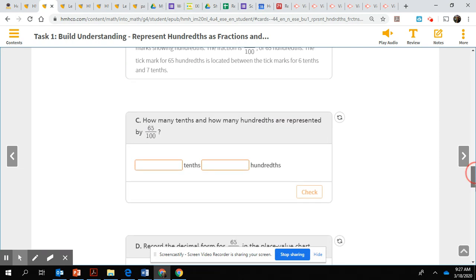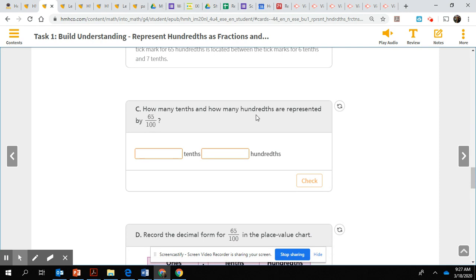The tick mark 65 hundredths is located between the tick marks for 6 tens and 7 tens. So let's go to question C. How many tenths and how many hundredths are represented by 65 hundredths? So how many tenths are in 65 hundredths? If you look at the 6 in the tenths place, that would be 6 tenths. And then how many hundredths?